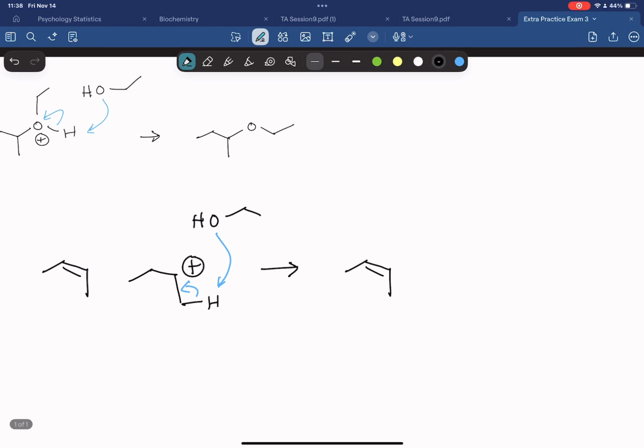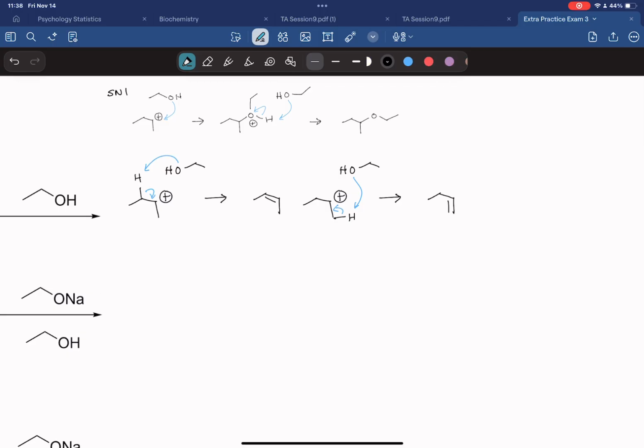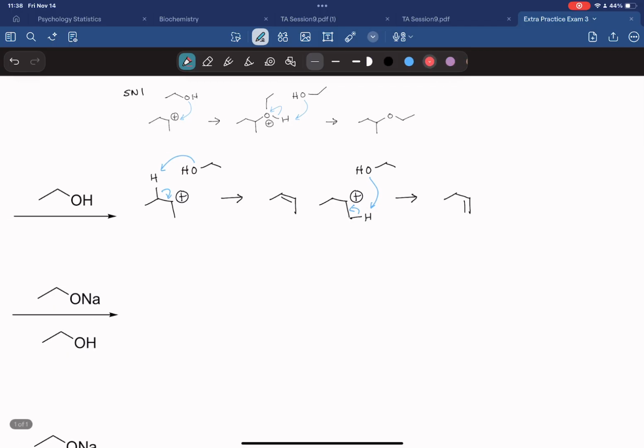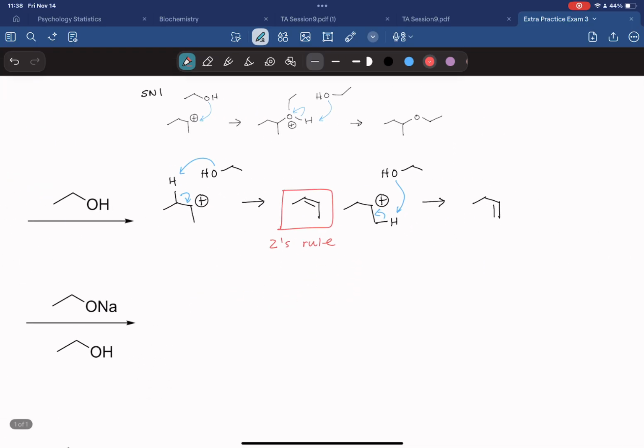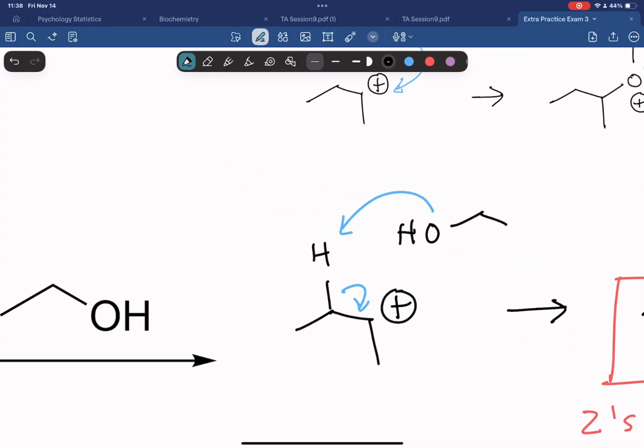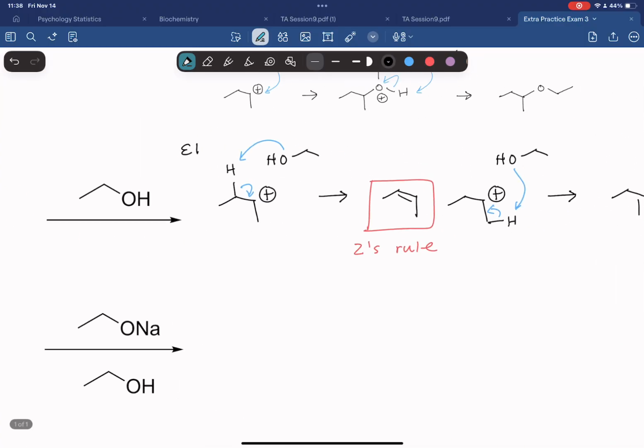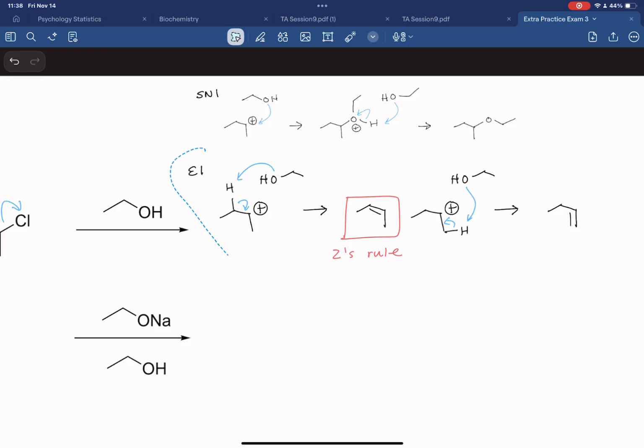So now with this E1 reaction, we form 2 products, right? Both of these products happen at the same time, but which one is going to be our major product? Our major product is going to follow Zaitsev's rule, right? And that's going to be this one that is di-substituted versus the other one, which is going to be mono-substituted. So Zaitsev's rule right here is what we're going to follow for this E1 mechanism.